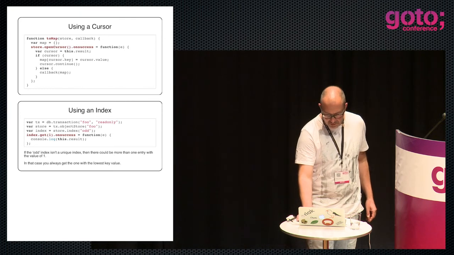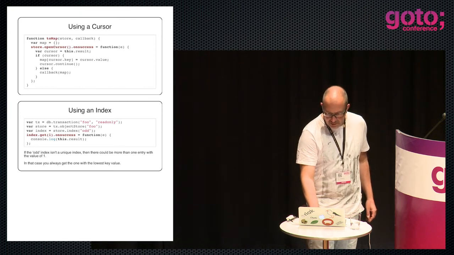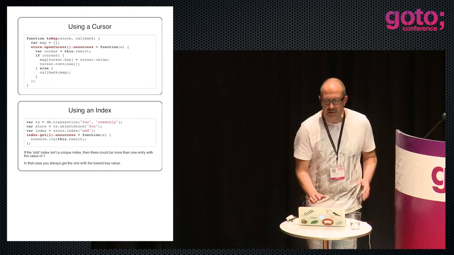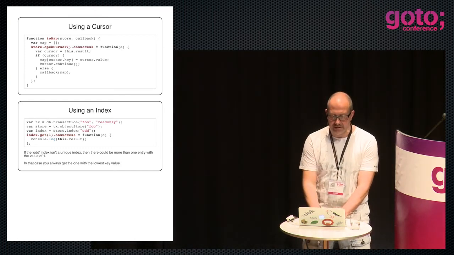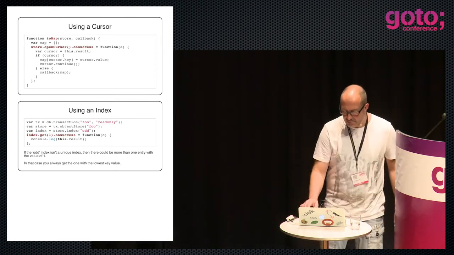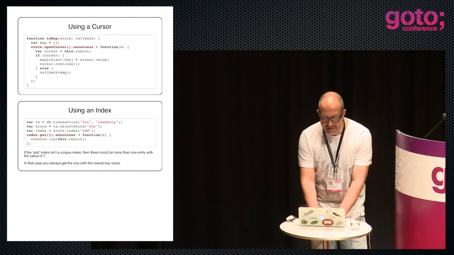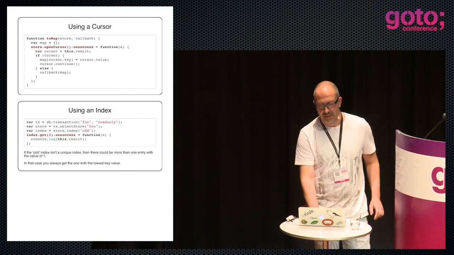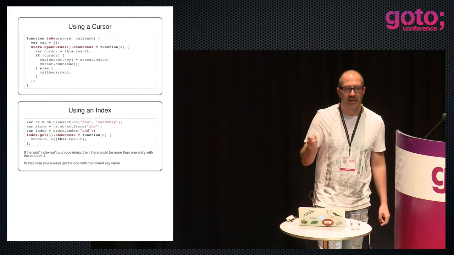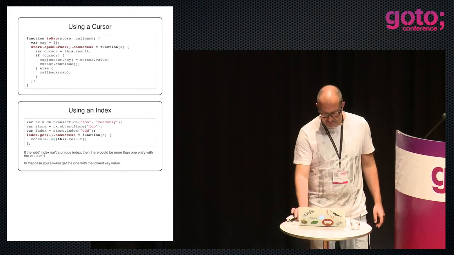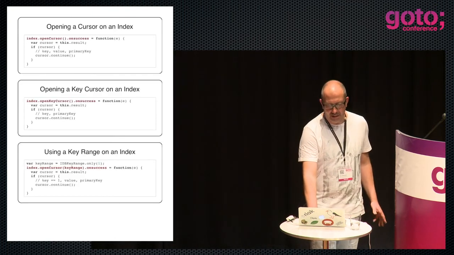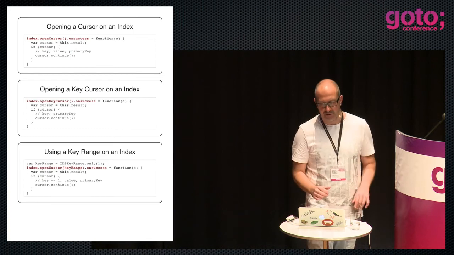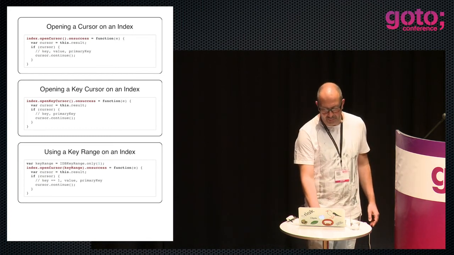That's not so important. So this is an index. We can get a value from an index by calling get on the first element. Get the element with the key one. So that's the way: if we know the key, we can get the element out. But we can also open a cursor on an index, as we could open a cursor on an object store.